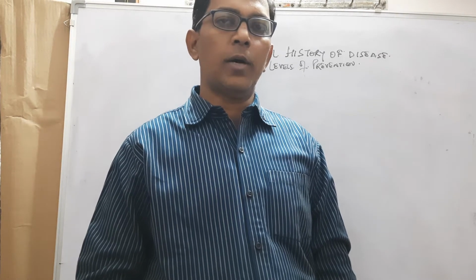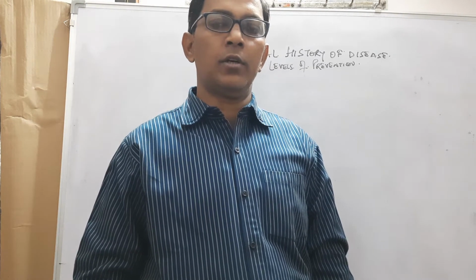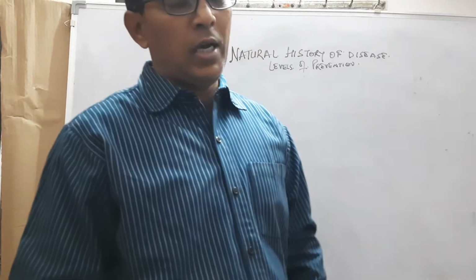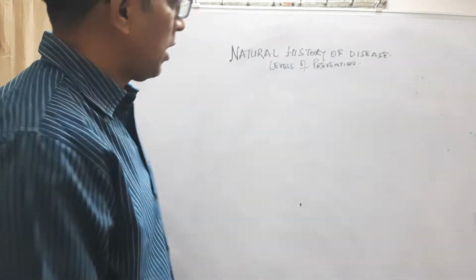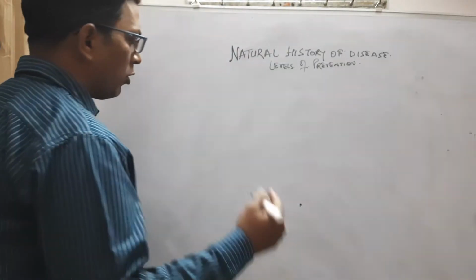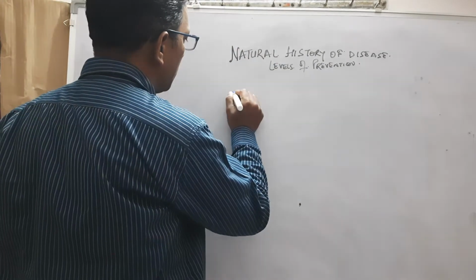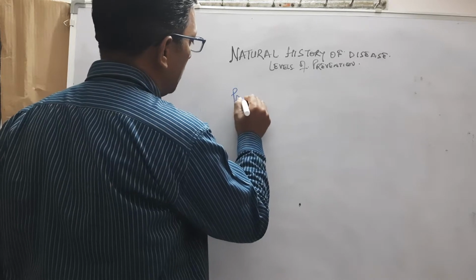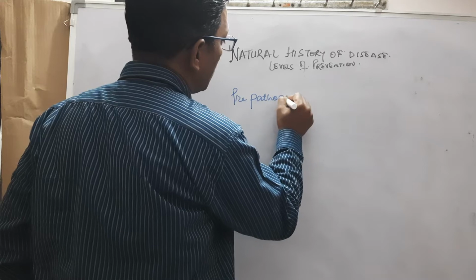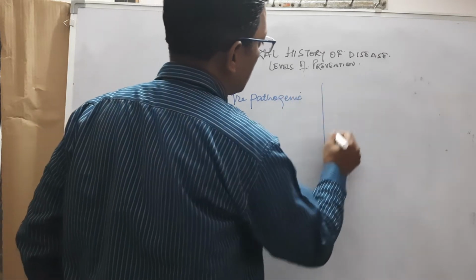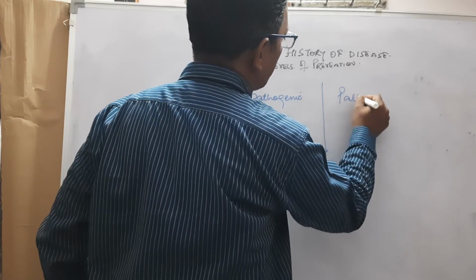Today I'll be talking about the levels of prevention and the natural history of disease. So first we'll start with the natural history of disease. What is natural history of disease? There are two things, as I've already talked of earlier: pre-pathogenic phase and pathogenic phase. What is this pre-pathogenic phase and what is this pathogenic phase?